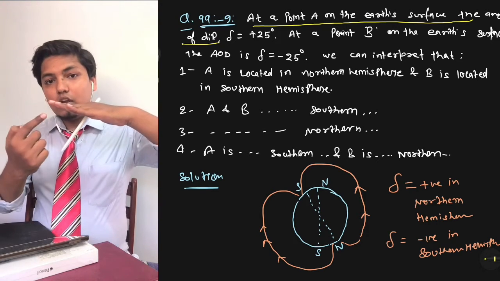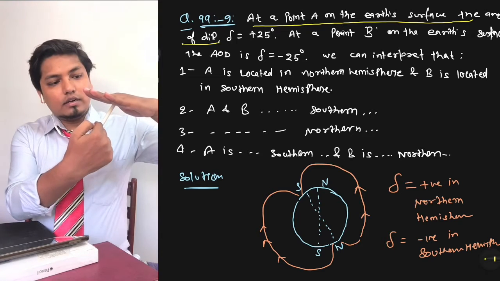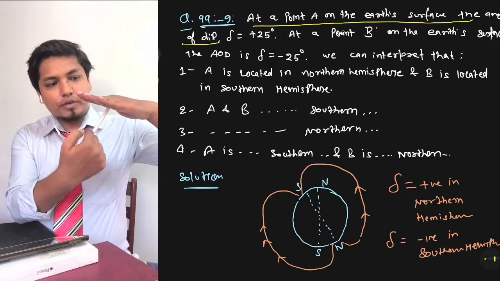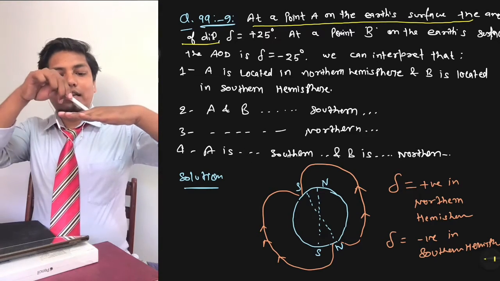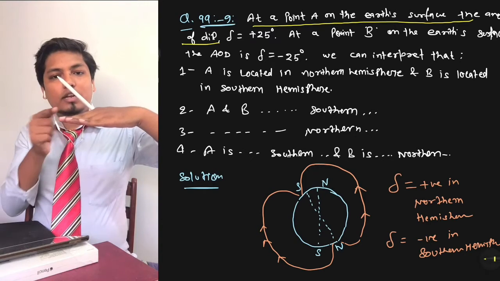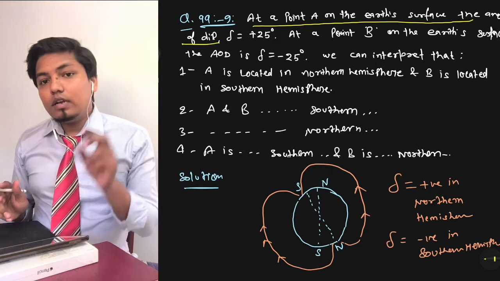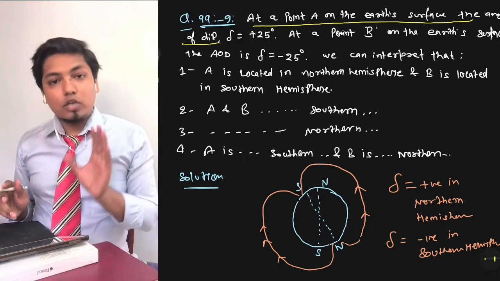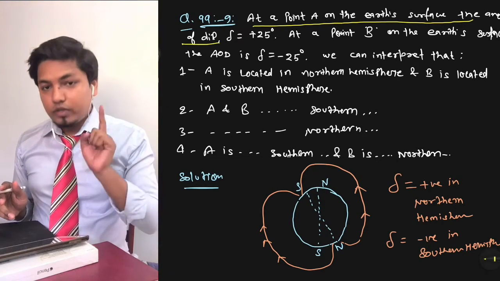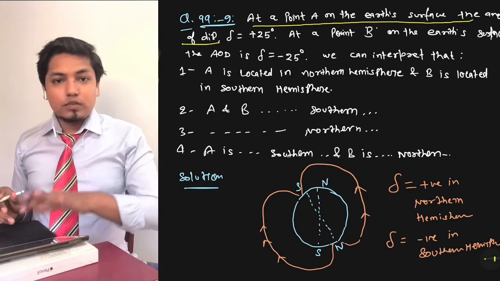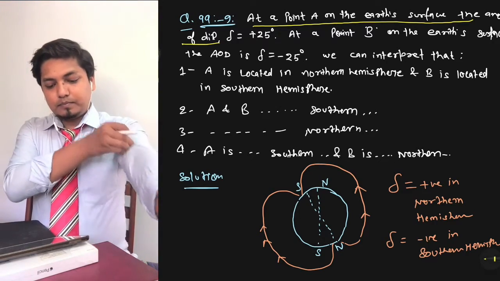We measure the angle of dip from the horizontal, right? This is the horizontal, so we measure from here. If the magnetic field line is like this, then we measure from the horizontal again like this. And we take it in the same way: anticlockwise measurement is positive, clockwise measurement is negative, right? Based on this we can crack this question very easily.